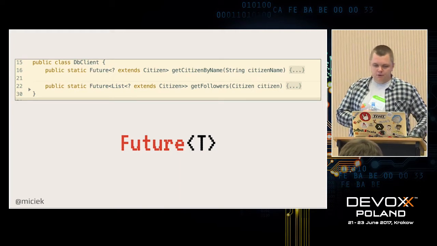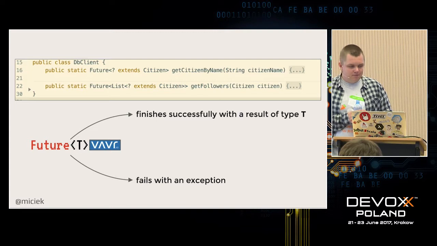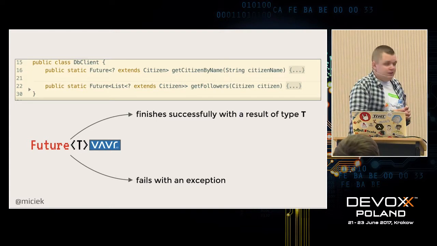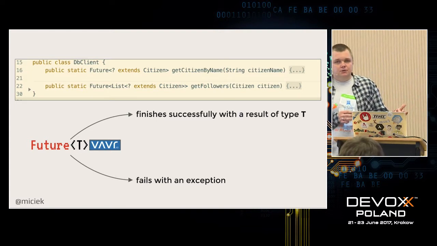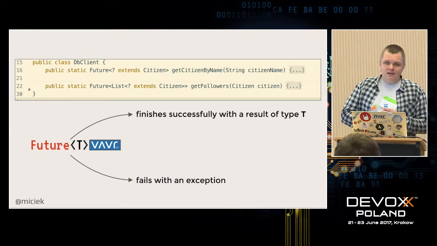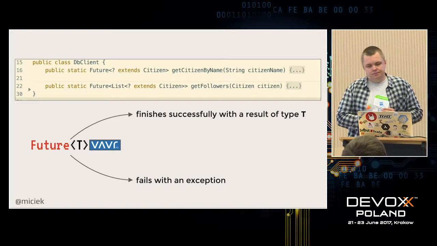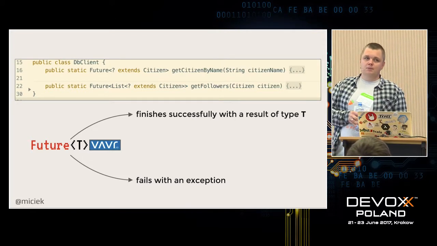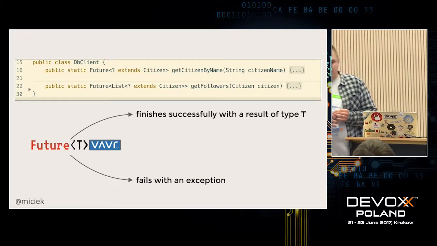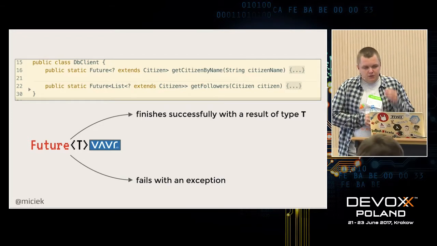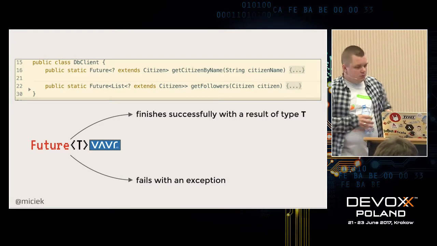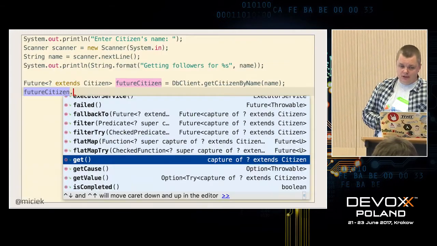And what is this Future type? The Future type is from Vavr. It models values that may be available in the future, or the computations that provide those values may fail. So two cases are modeled by the Future. And this is the foundation of asynchronous programming in languages like Java and Scala. So what can we do with such a type in order to use it?